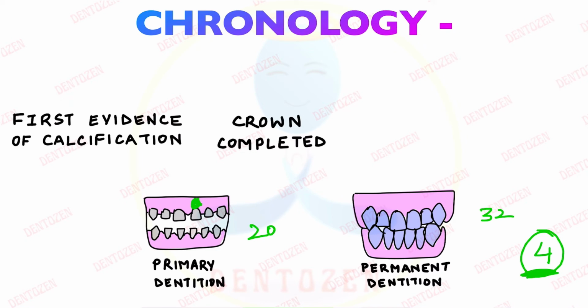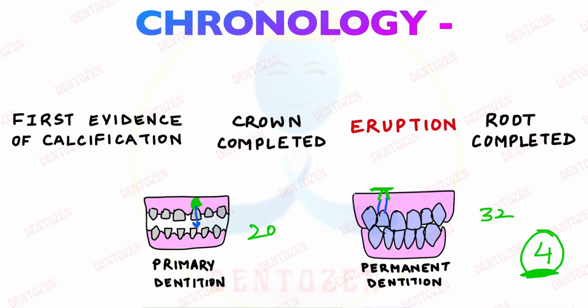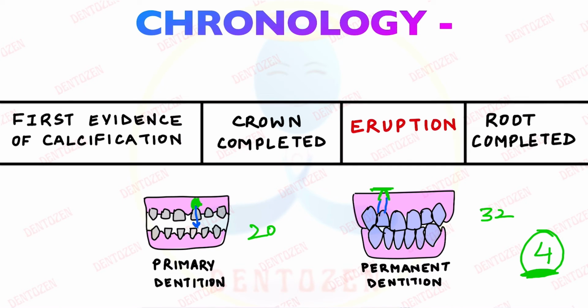After that, when the tooth starts to erupt in the mouth, that is a very important time, that is called the eruption time of each tooth, which is also called eruption age, and that is very commonly asked. The eruption timings and eruption ages of all the teeth, you need to know. And finally, after eruption, when its incompletely formed root now gets completed, that timing is called the root completion time. So for all teeth we need to know four timings in their life. The first is the first evidence of calcification, the second is the crown completion time, the third is the eruption time of the tooth, and the fourth is the root completion time of each tooth. So we can say that chronology can be described in four timings.